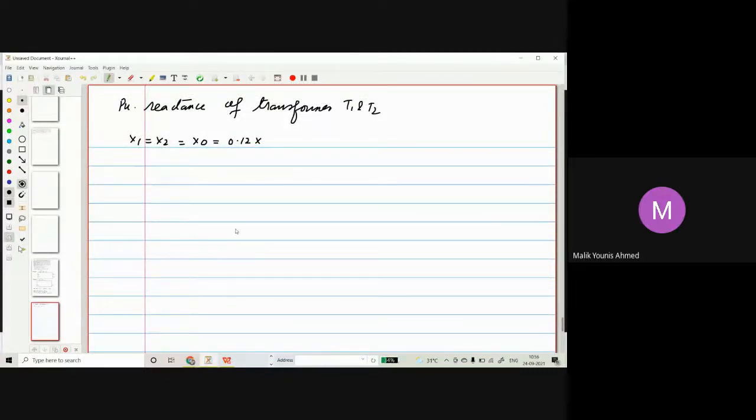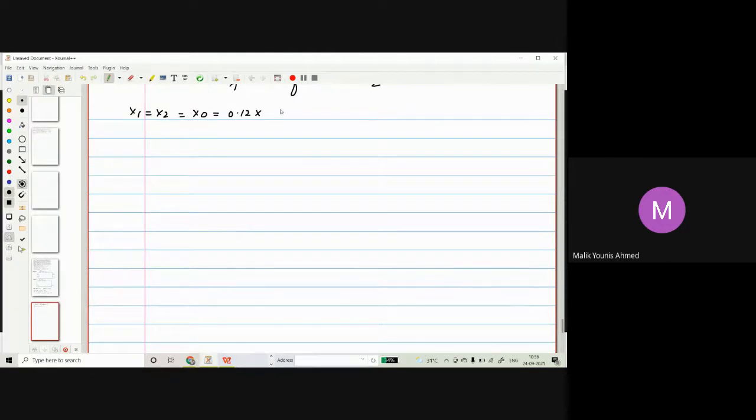So we will use just the MVA value. SB new is 100, SB old is 120. That value will come out to be 0.1 per unit. Now let's move on to the motor.